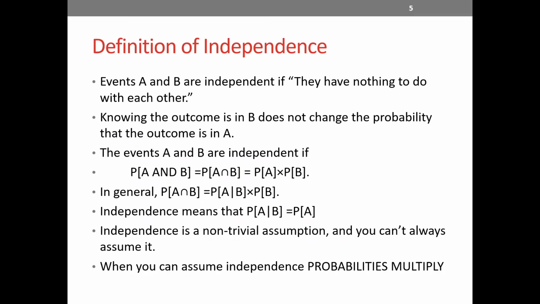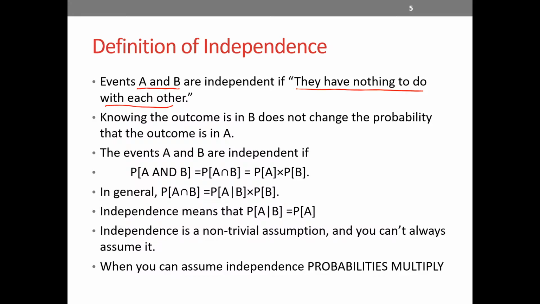Okay, so here is the formal definition of independence. Events A and B, any two events, are independent when they have nothing to do with each other, right? So this is the easiest way of understanding two events are independent, just like we had the example on tomorrow's weather and tossing a coin, right? Now, knowing the outcome is in B does not change the probability that the outcome is in A, right? This is exactly what happened in our example of tossing a coin and tomorrow's weather.